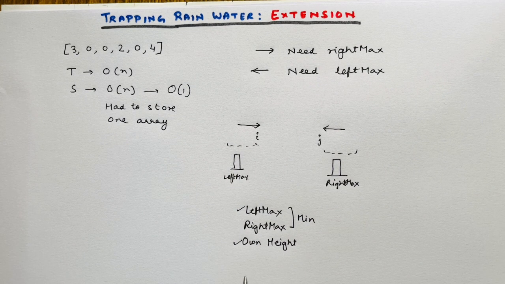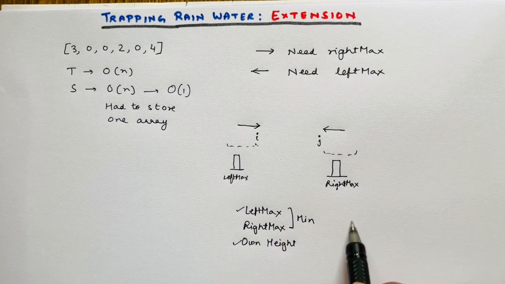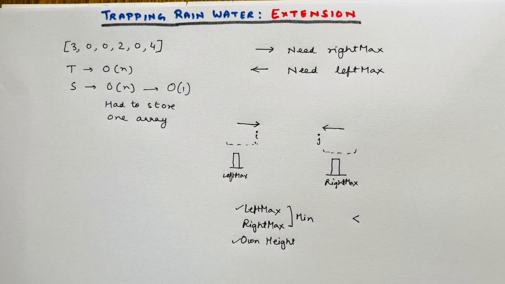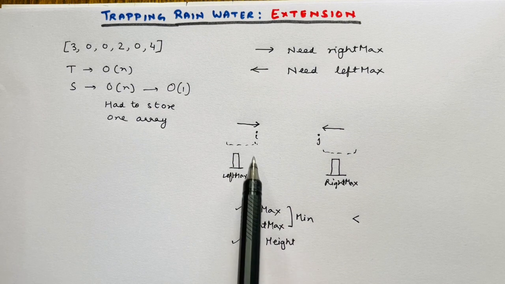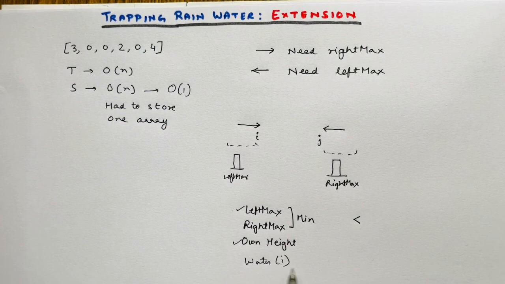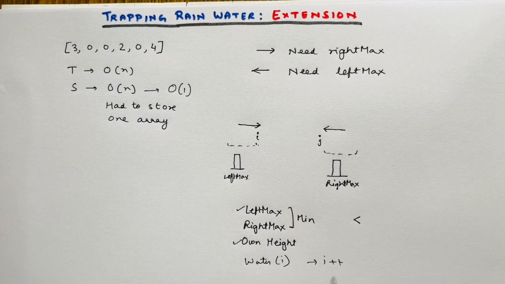But does it really matter? What I need is the minimum of left max and right max. And when I am saying that left max right now is lesser than the right max, that means the right max for i will always be greater than the left max. Therefore, I only need the left max and own height here to calculate water at i. So I can calculate the water at i and move the i pointer forward.